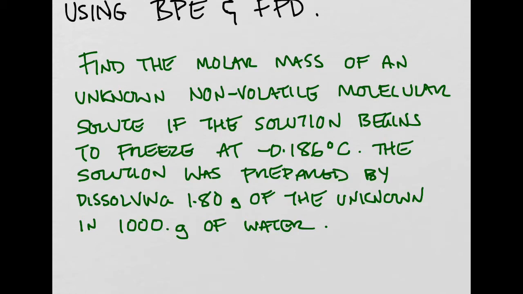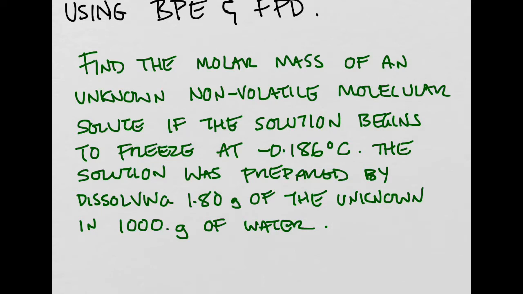Okay, so here is the question. Find the molar mass of an unknown non-volatile molecular solute if the solution begins to freeze at negative 0.186 degrees C. The solution was prepared by dissolving 1.8 grams of the unknown in 1,000 grams of water.